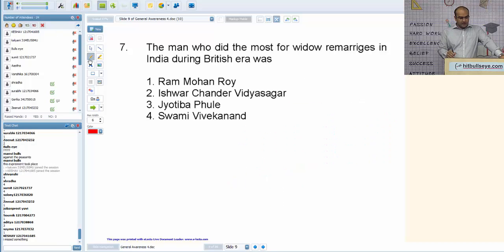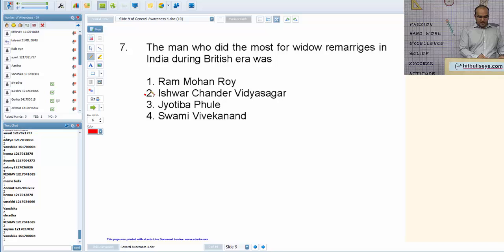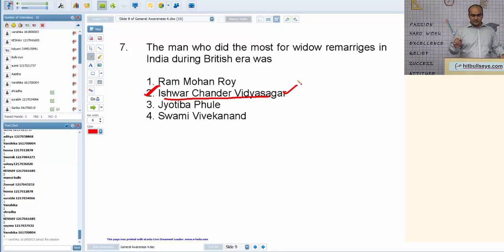The man who did the most for widow remarriages in India during the British era was, right? Ishwar Chandra Vidyasagar was a social activist who worked a great deal, wrote a lot of petitions to the British government at that time to legalize widow remarriages, and he was successful also. So the answer here is Ishwar Chandra Vidyasagar.